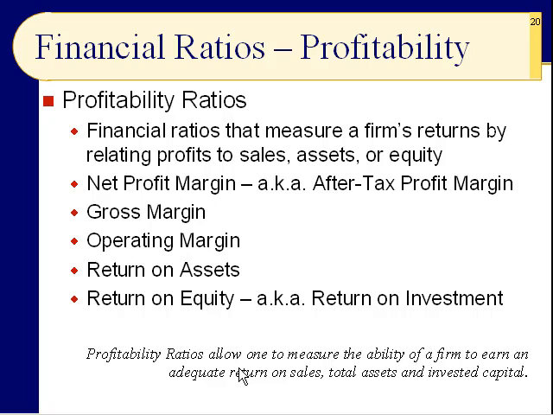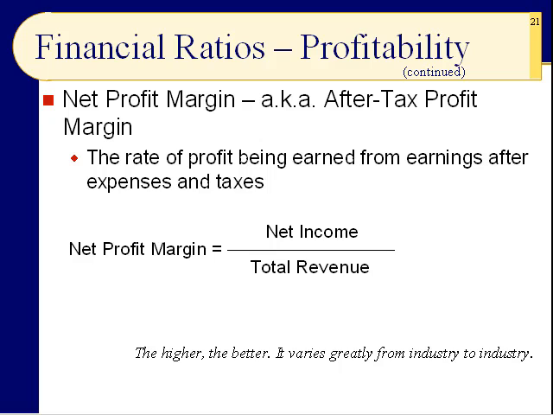Profitability ratios allow us to measure the ability of a firm to earn an adequate return on sales, an adequate return on total assets, and an adequate return on the invested capital. So let's take a look now at slide 21, the net profit margin, also called the after-tax profit margin. I have heard it called that a few times, but most people are going to call it the net profit margin. How do we get this? It's the rate of profit being earned from earnings after your expenses and taxes.